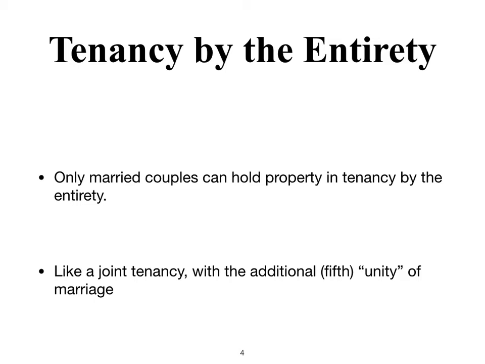So for all of these different types of concurrent ownership, I showed you the typical language that's used to communicate each of them, right? For tenancy in common, it would be to A and B as tenants in common. For joint tenancy, to A and B as joint tenants with right of survivorship. And for tenancy by entirety, the language was to A and B as husband and wife as tenants by entirety. It was in a previous slide.